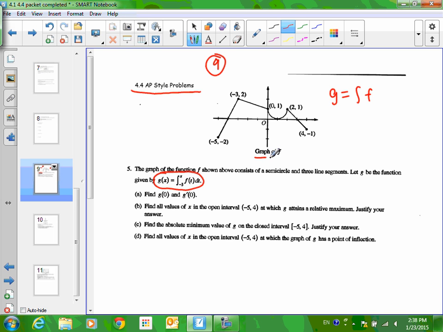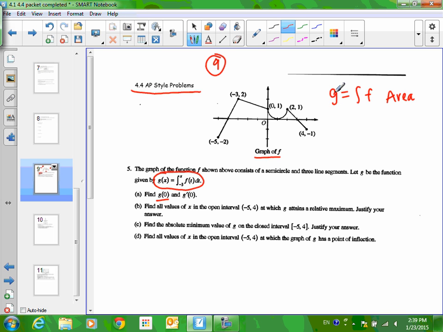Now, since this is the graph of f, how do you integrate a function based on its graph? You find the area between the curve and the x-axis. So I want you to write the word area off to the side. Anytime they ask us a question about g, like in part A, where they say find g of 0, what this really tells us is, hey, you're finding area. So you're not having to think through it again and again and again.